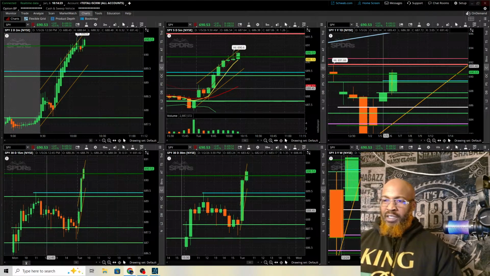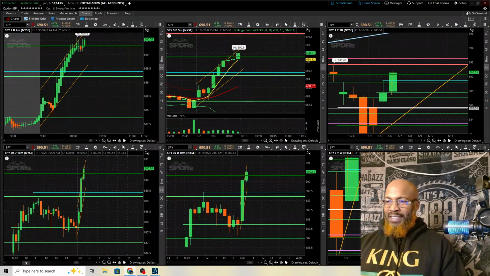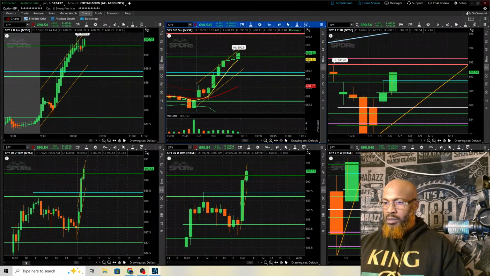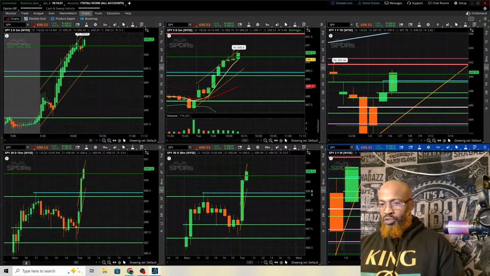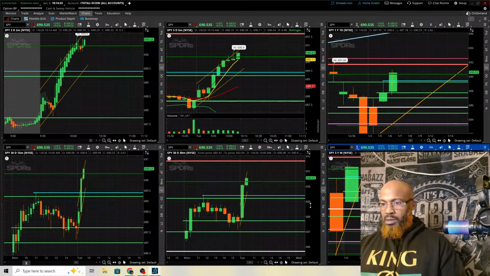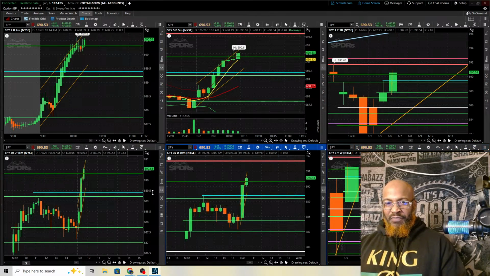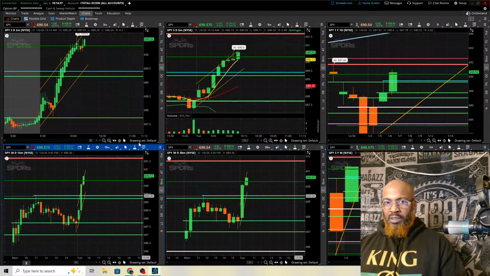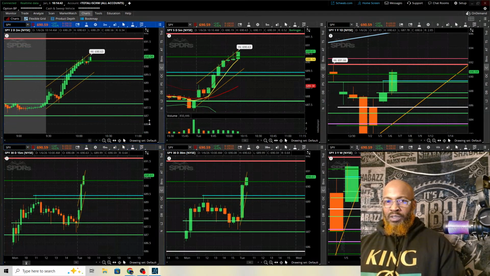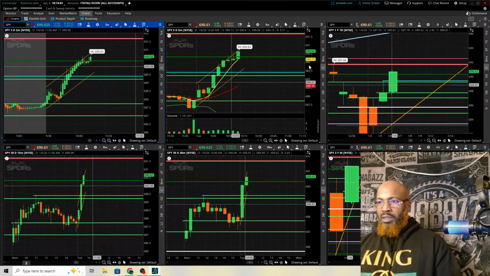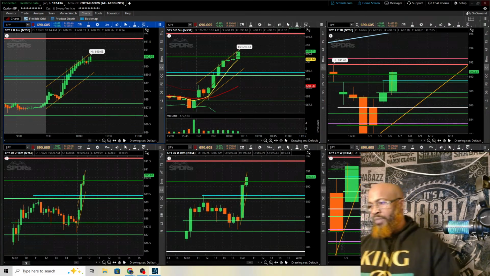Top right corner, daily chart. Bottom right corner is the weekly chart. Bottom middle is the 30-minute chart. Bottom left is the 15-minute chart. Top left is the 2-minute chart. And in the middle is the 5-minute chart.